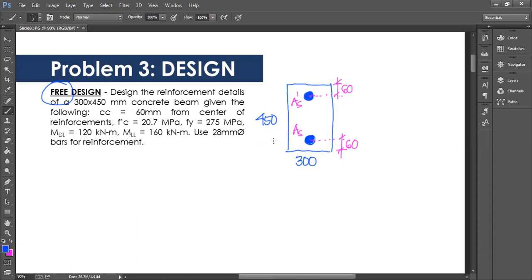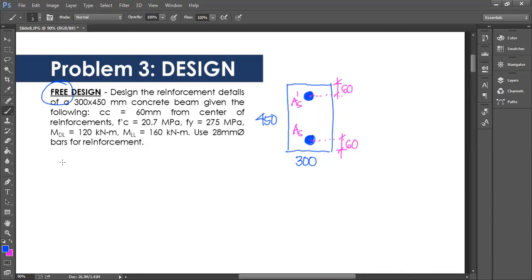Ngayon, dito sa problem natin, we have a compressive strength of 20.7 megapascals, yield strength of steel of 275 megapascals, moment due to dead load of 120, and moment due to live load of 160. So in this problem, we need to use 28 millimeter diameter bars for our reinforcement.